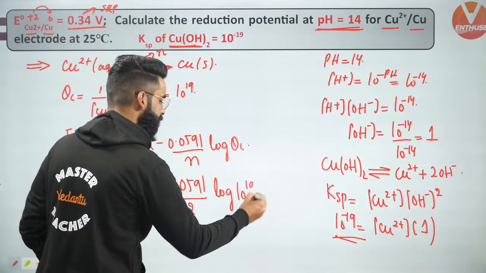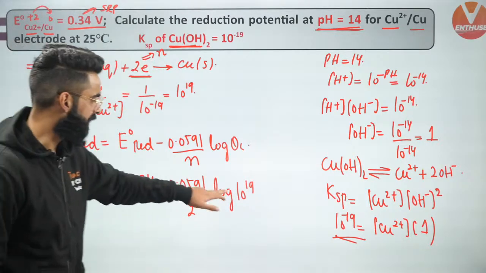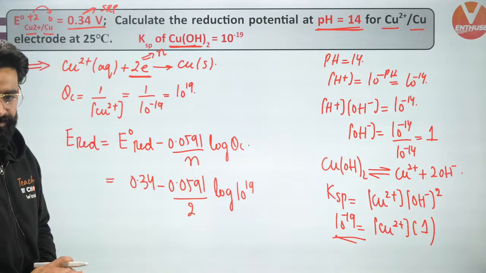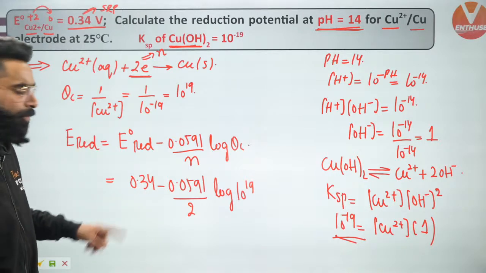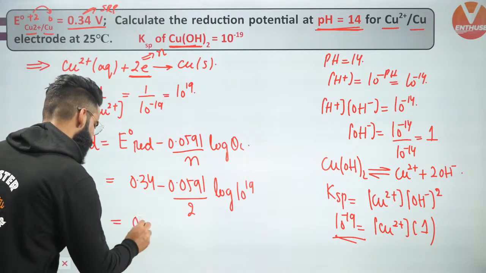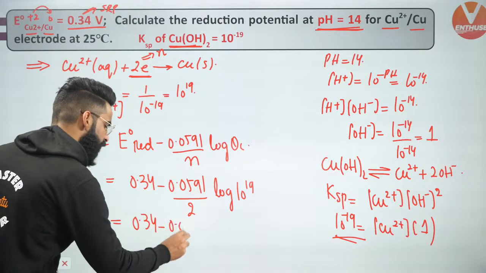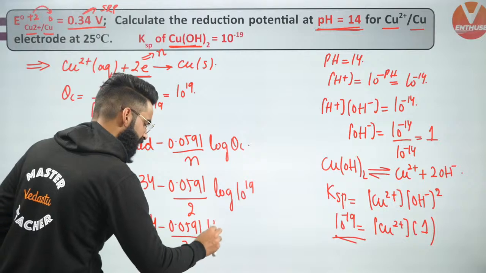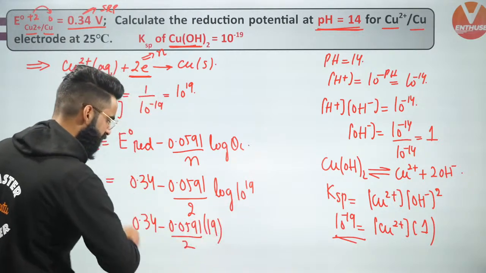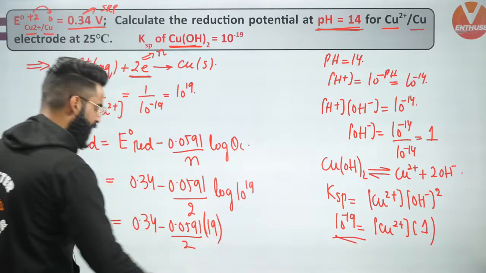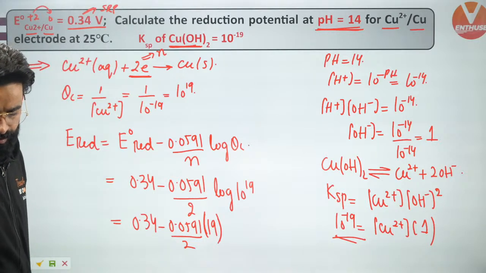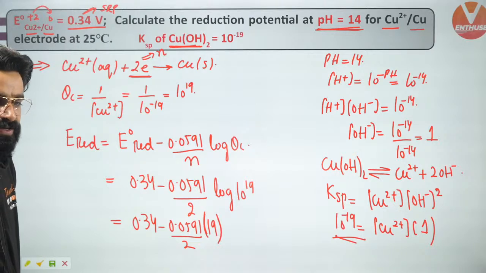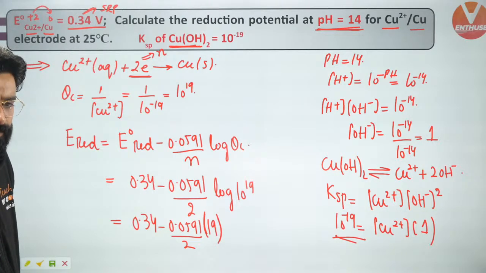10 power 19. Now use the property of log: log of m to the power n is n log m. Let me know the exact value which you are getting right here, guys. Let me know the exact value in the chat box. 0.0591 divided by 2, log of m to the power n is going to be n log m. Log 10 is 1. Just solve this part and let me know the exact value of it in volts, yeah? Let me know fast. I'm waiting for you.